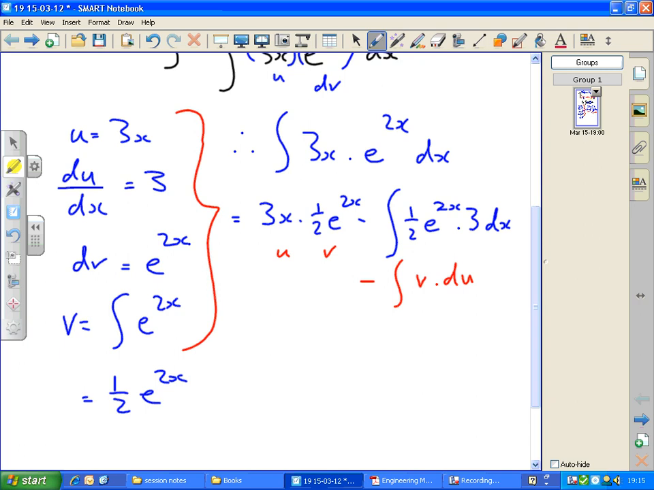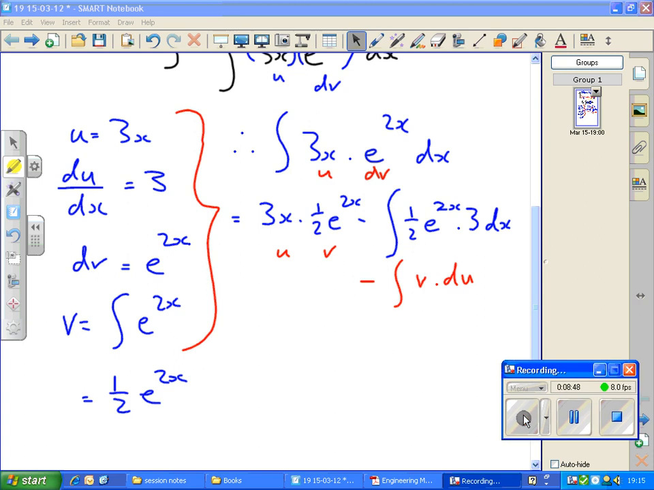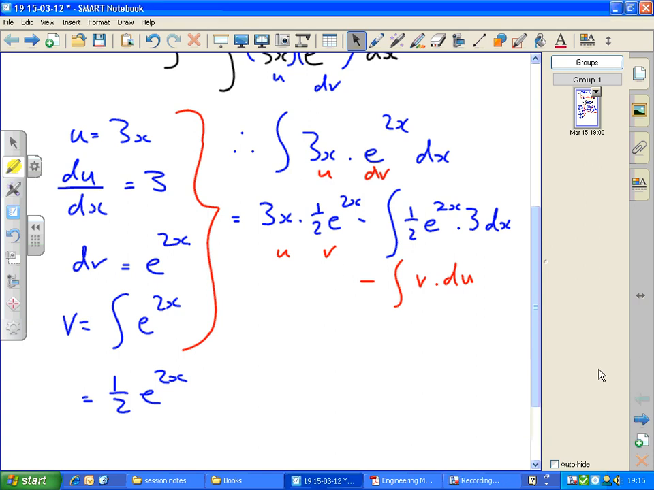So that's where the rule comes from. That's the uv minus the v du. So the integral of u dv turns out to be uv minus the integral of v du. So what have we done here? We've changed it into another form. And if you look at this integral now, we no longer have another x in there. It's just the integral of a half e to the 2x times 3. And that's a doable integral. That's likewise what we've been doing. So we can do that.